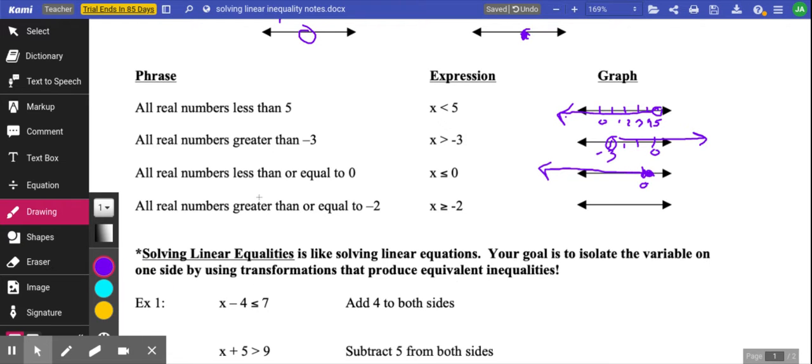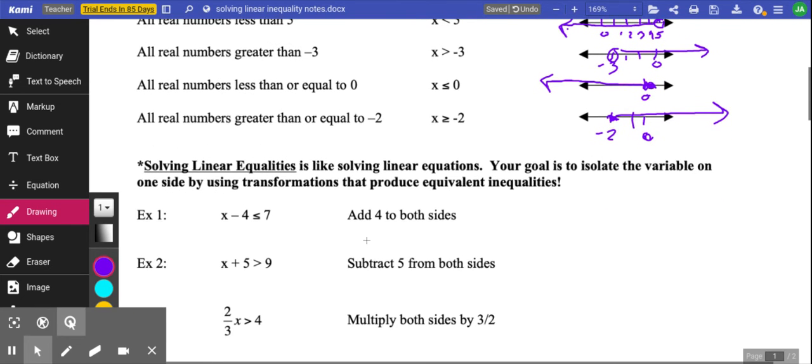All real numbers greater than or equal to -2. Let's put the 0 here, -1, -2. There we go. It's greater than or equal to -2, so we do a closed circle indicating that it could be equal to -2. And since it's greater than, we do the arrow that way.